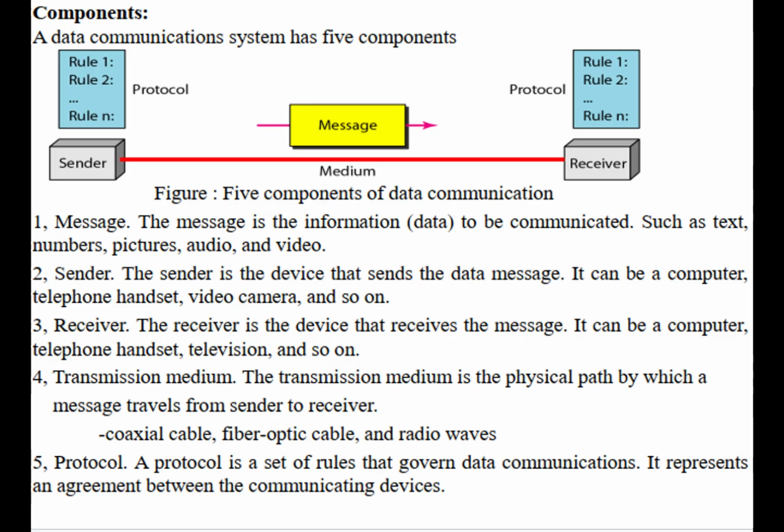3. Receiver. The receiver is the device that receives the message. It can be computer, telephone handset, television and so on. 4. Transmission medium. The transmission medium is the physical path by which a message travels from sender to receiver, such as coaxial cable, fiber optic cable and radio waves. 5. Protocol. A protocol is a set of rules that govern data communications. It represents an agreement between communicating devices.